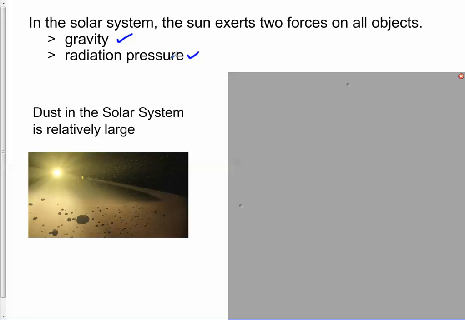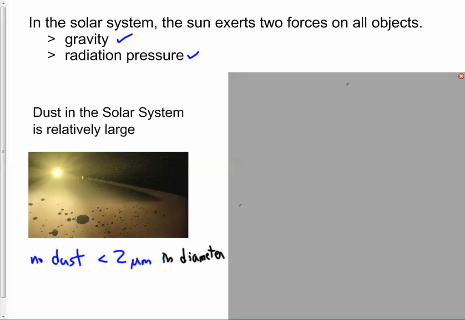So gravity is pulling stuff in toward the sun, but radiation pressure is pushing it out. Okay, so a weird thing is that if you look out in the solar system, we don't find any dust. We don't find any objects smaller than 2 micrometers in diameter.